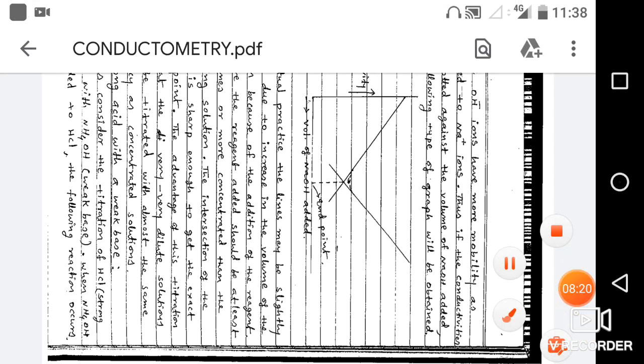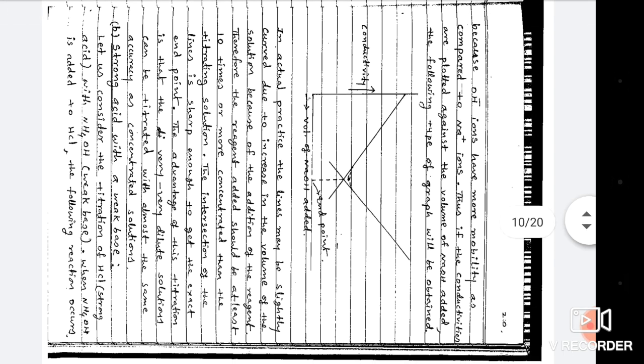The advantage of this titration is that very dilute solution can be titrated with almost the same accuracy as concentrated solution. So that is the application of conductometry. So what is the advantage of this conductometry? Very dilute solution can be titrated with almost the same accuracy as the concentrated solution. This is the advantage of the conductometric titration, acid base conductometric titration.